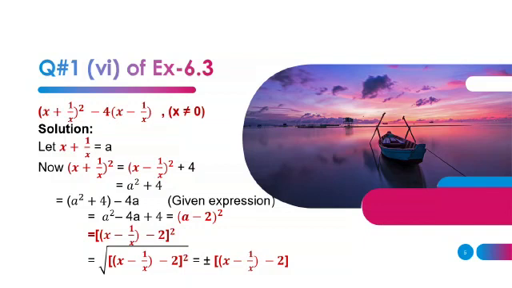Now for making this question easy, you can take an assumption: x plus 1 over x is equal to a. In this way, (x plus 1 over x) whole square will be equal to (x minus 1 over x) whole square plus 4, and in place of x minus 1 over x you can write a, and then you'll get a square plus 4. And now putting these values like a and a square plus 4, you can put these values in the given expression, which is basically the statement.